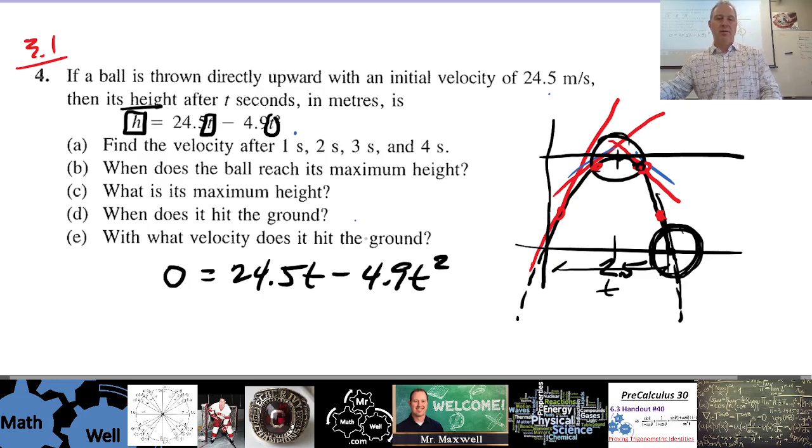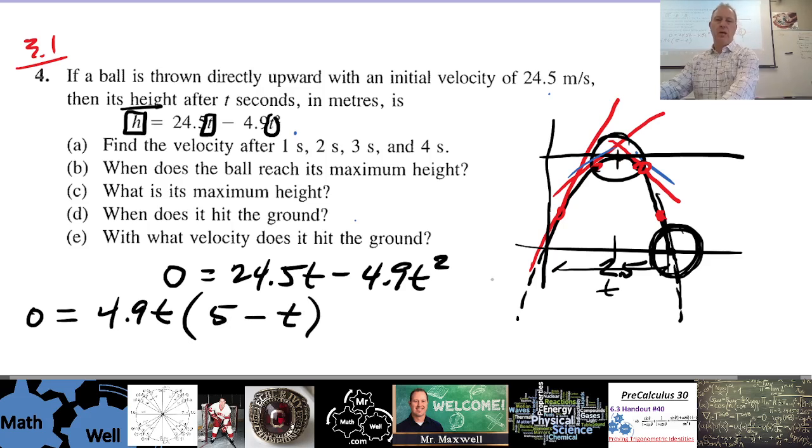What's 24.5 divided by 4.9? Okay, sorry. 4.9t, we can take that out. And you said 5, right? So this is going to be 5 minus t.